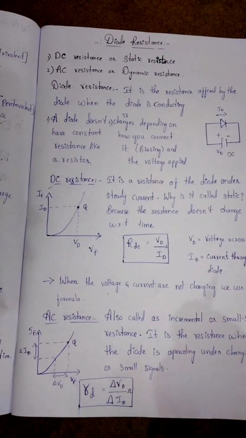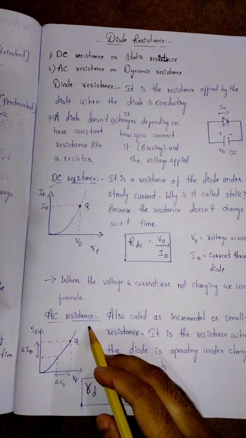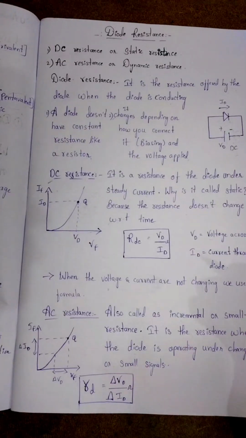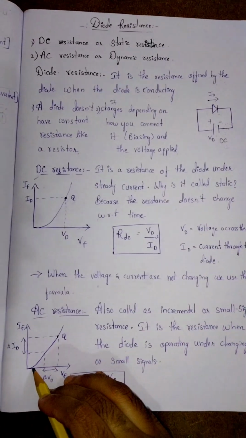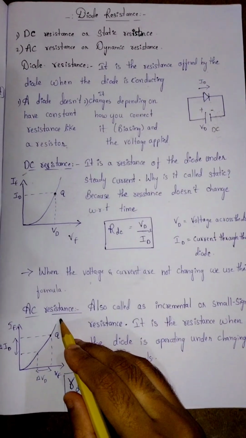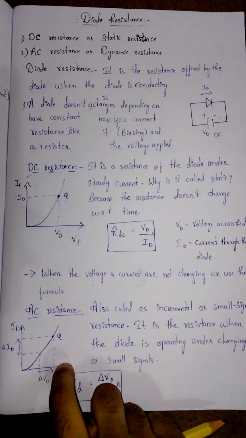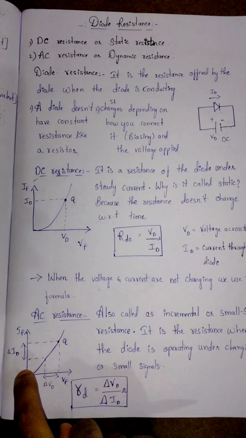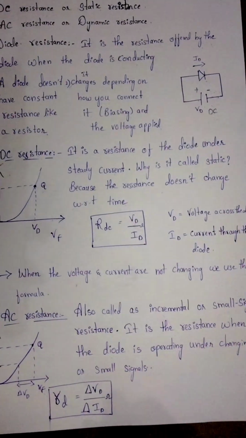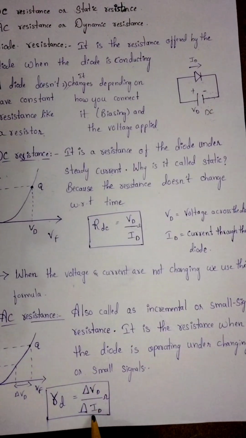And what happens to the point Q, which is here on the forward characteristics of the diode? The Q point will keep on moving or changing its position from the starting point to the ending point, depending upon the voltage and current. As the voltage changes, the current will also change. So it is moving along the forward characteristics. So it is called AC resistance. Over here we have a formula, which is RD is equal to delta VD by delta ID.